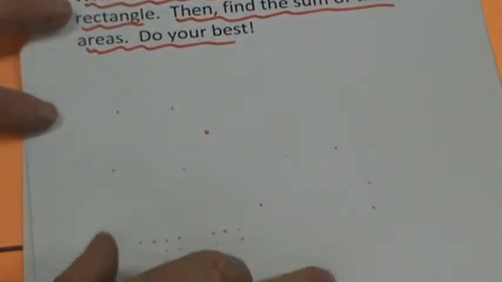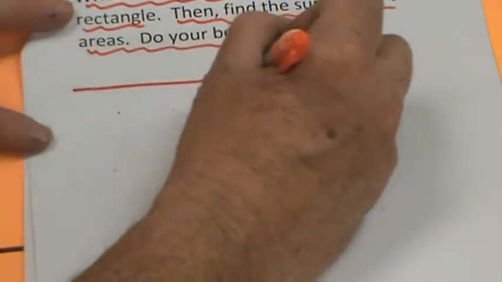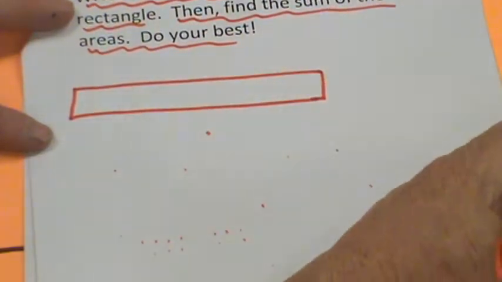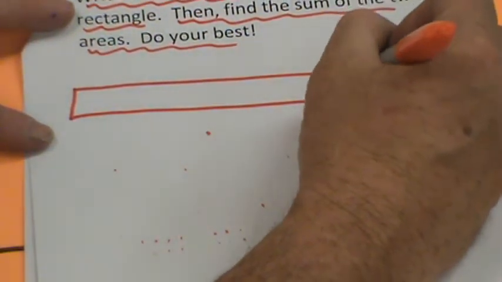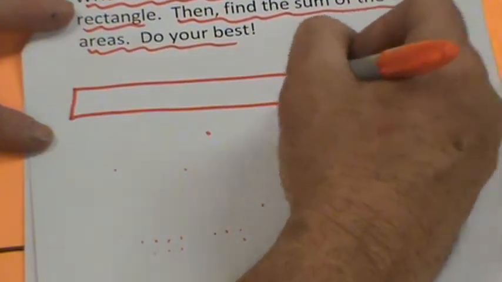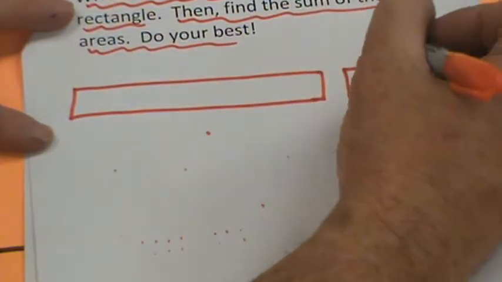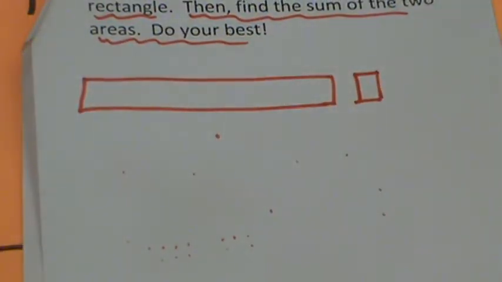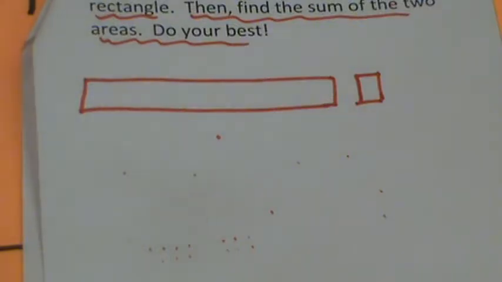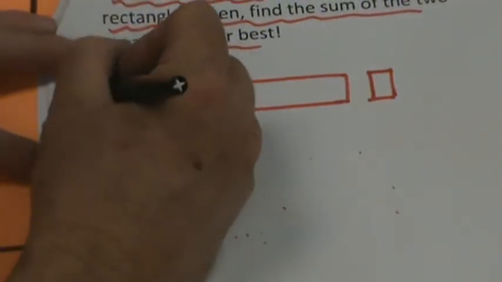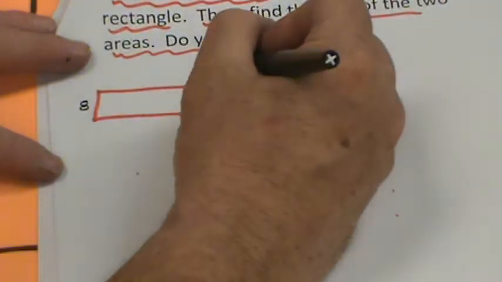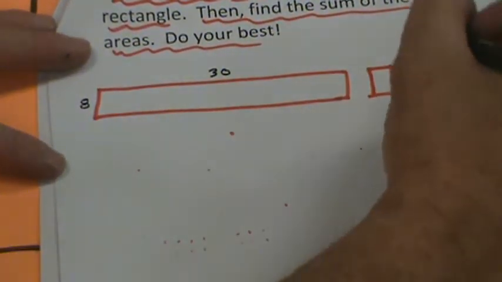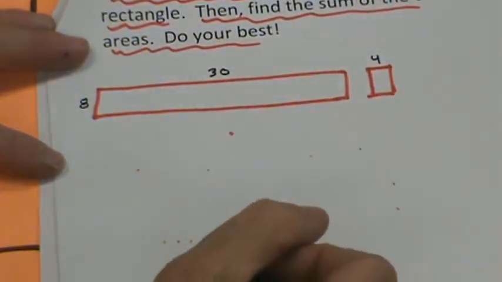So let's do the first one. It's kind of a long, skinny rectangle. And then we're going to do one that's the same width as the long one here. Same width. So it looks something like this. This is 8. This is 30, and it's just units, so no meters or miles or anything like that, and that's 4.